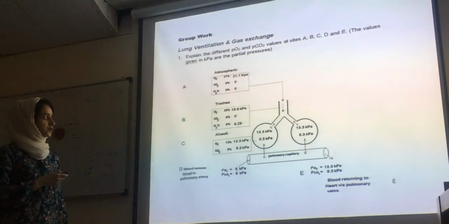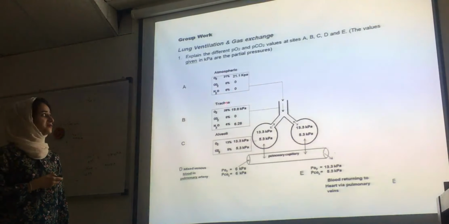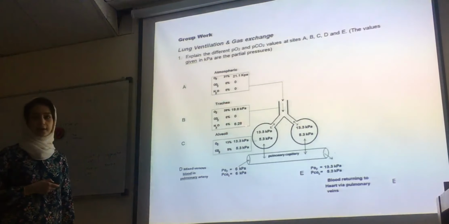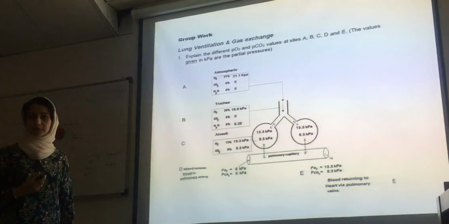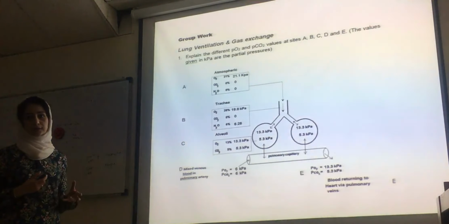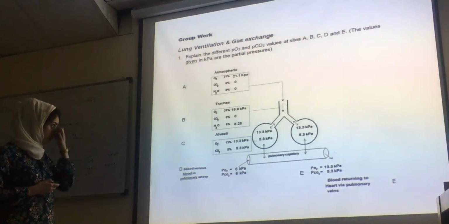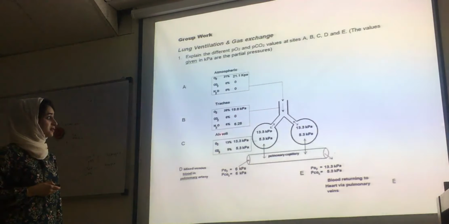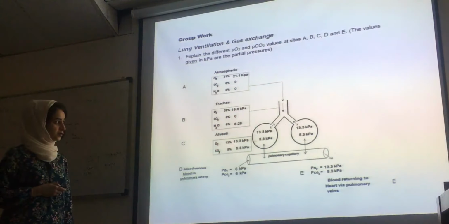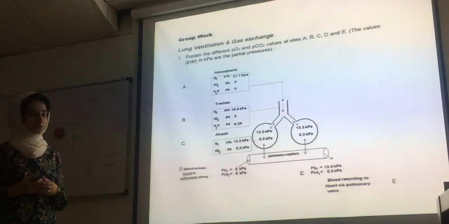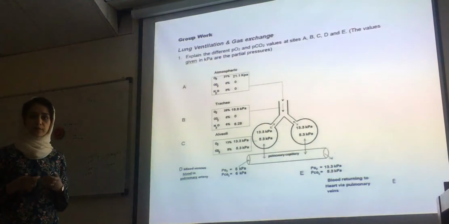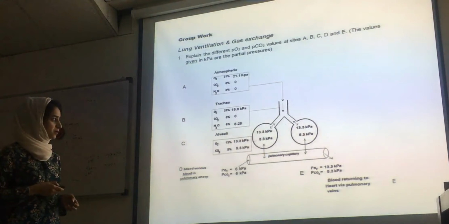Why are these two different? The trachea is different from atmospheric air, as we said, because water vapor was added, because of the humidity that the airway and the mucus add to the air in the airways. What about the alveoli? In the alveoli, the normal alveolar gas concentration is PO2 about 13.3 kilopascal, while the PCO2 is about 5.3 kilopascal. This is the normal one.